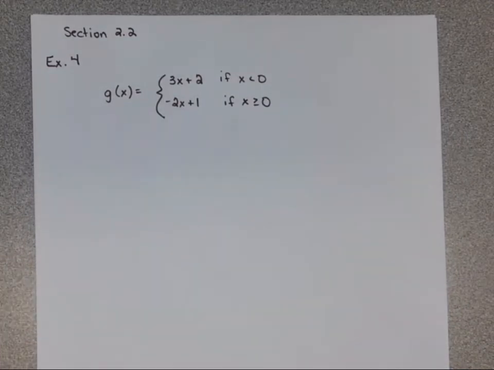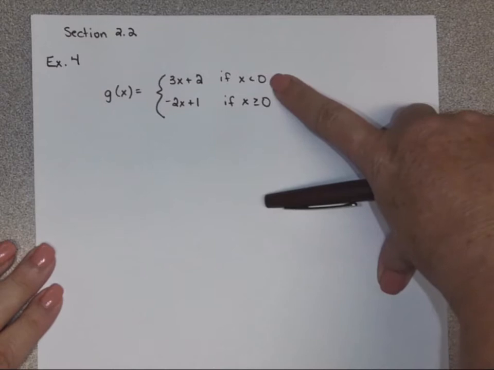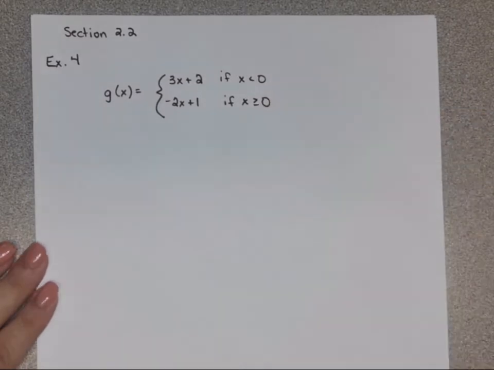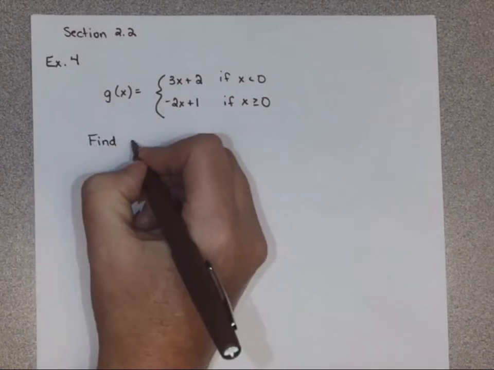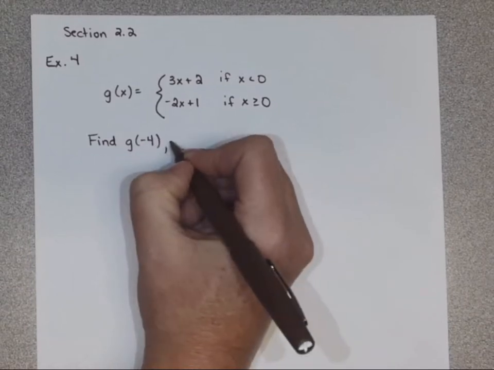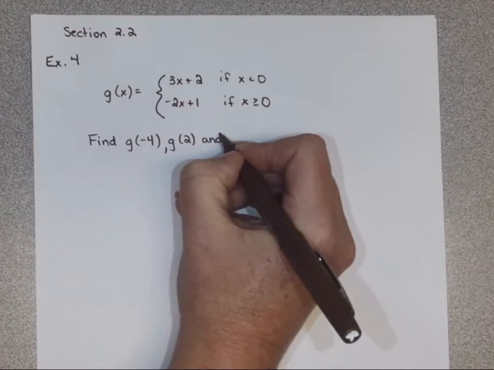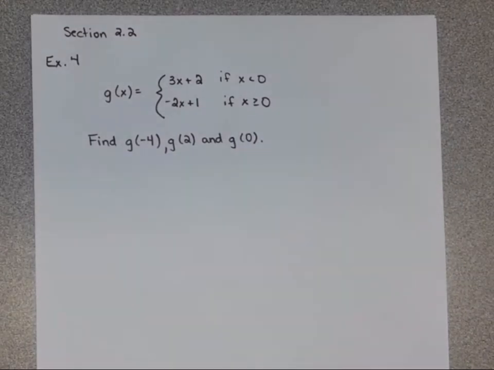Piecewise functions in equation form look like this. They have the curly brace to indicate that there's more than one thing going on. When x is less than 0, you use pattern number 1, and when x is greater than or equal to 0, you use pattern number 2. So I can ask you much of the same questions that we were answering with function notation before. Let's say I asked you to find g of -4, g of 2, and g of 0.